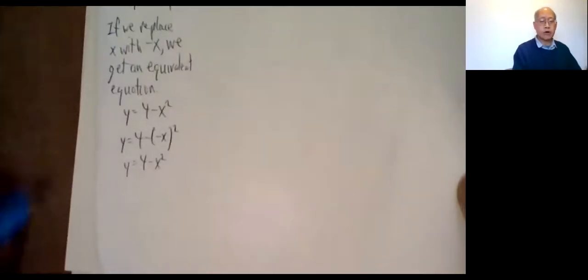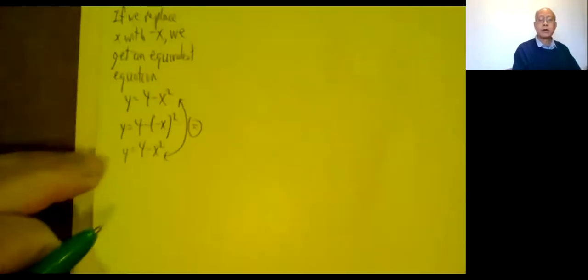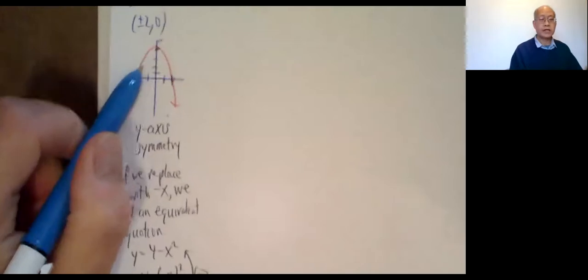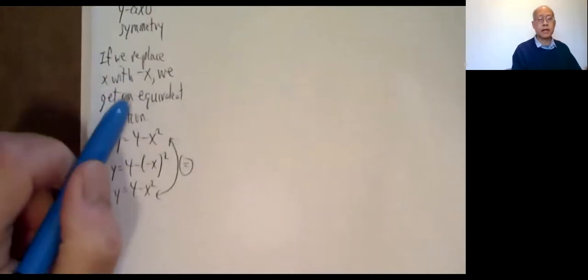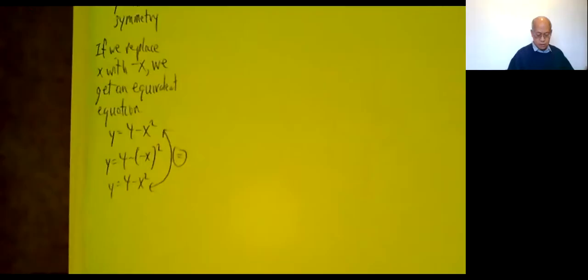So you get y equals 4 minus x squared. And you notice you get the same thing back as the original. It's equivalent to the original. And so that's a characteristic of y-axis symmetry. If you replace x with negative x, you get an equivalent equation. So that's how that one goes.